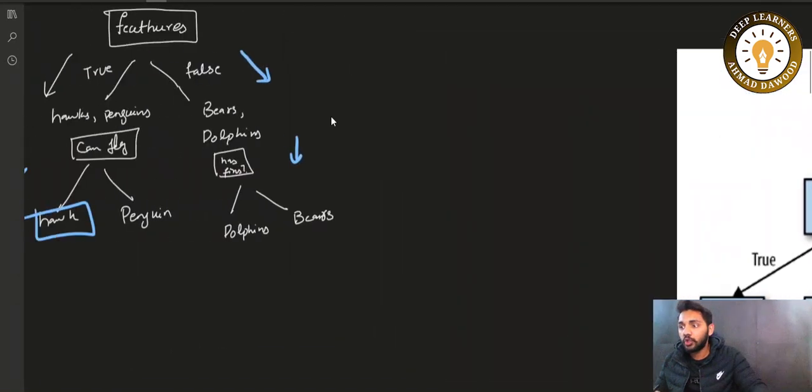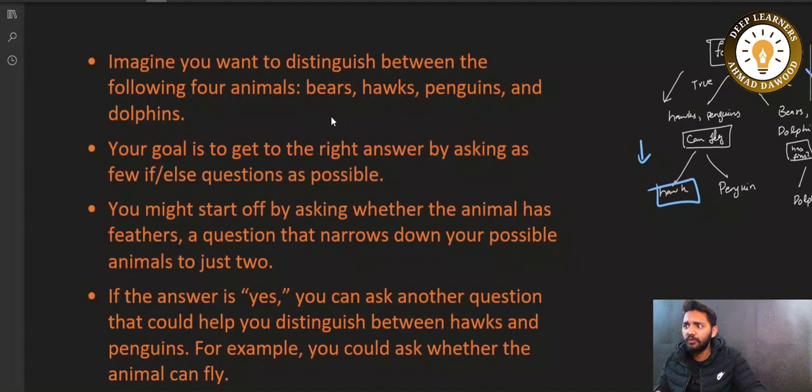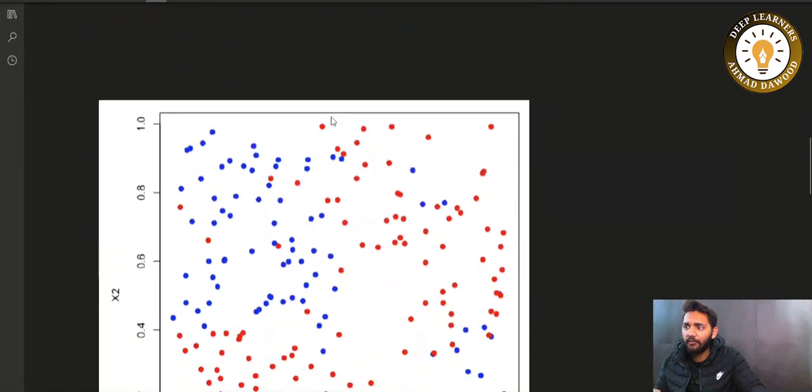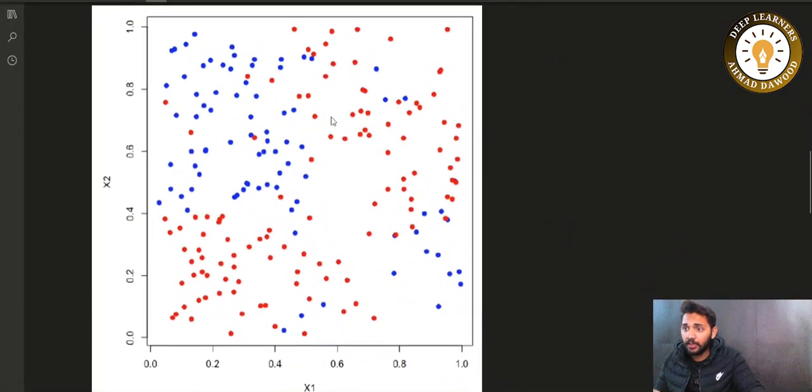Now we will move towards another example in which we will have two independent variables, x1 and x2. Both have numerical values, and we have two types of classes: blue points and red points. If I ask you to partition the points in such a way that each subspace will have similar types of data points, what will you do? Your brain automatically starts to think in that way.